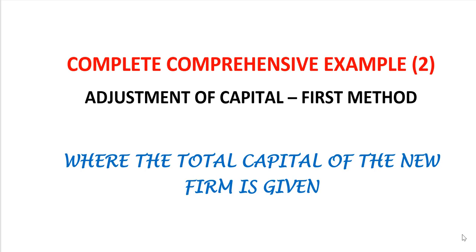Hi, this is the second complete comprehensive example where we will deal with adjustment of capital sums in the chapter of retirement of partner. We will be dealing with the first method of adjustment of capital where the total capital of the new firm is given. So let's go to the example sum.